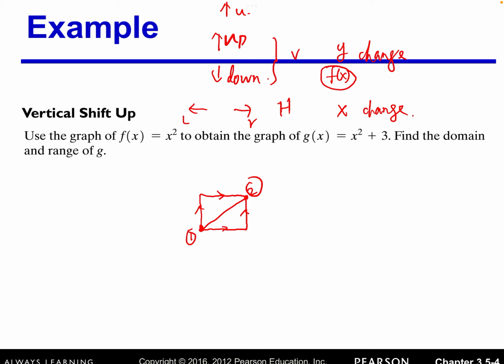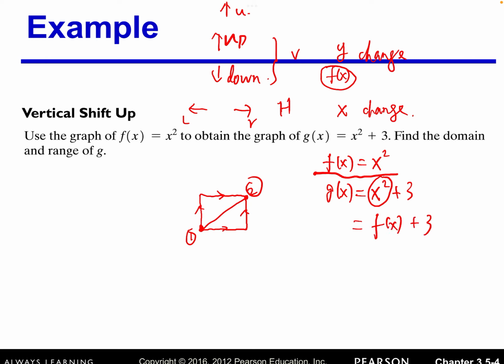All right, now let's look at this example. f of x equals x squared, and g of x equals x squared plus 3. Now x squared we know is f of x. So can we rewrite g of x as f of x plus 3? Because we know f of x equals x squared, we just replace x squared by f of x. So in other words, g of x equals f of x plus 3.